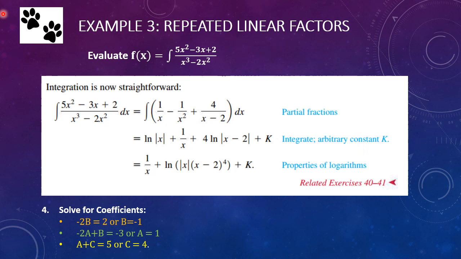When we plug in those values for the coefficients, then the integration is quite straightforward. Again, we get the integral of 1 over x minus 1 over x squared because b was negative 1, plus 4 over x minus 2 dx. This is, again, a very simple integration. I'm not going to go through these steps, and you can see the result here and check it against your own work. Hopefully, again, that you're doing these on your own to get some practice in there.